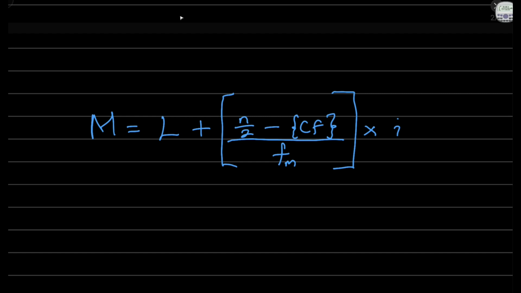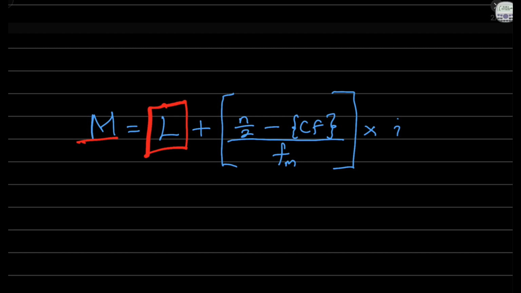So right here we have M standing for median. This L would mean your lower class boundary of the median class. You'll need a class boundary if your frequency distribution is of the inclusive type.